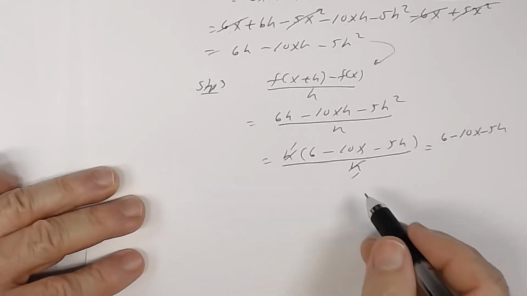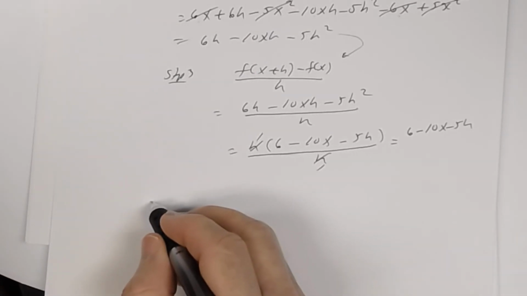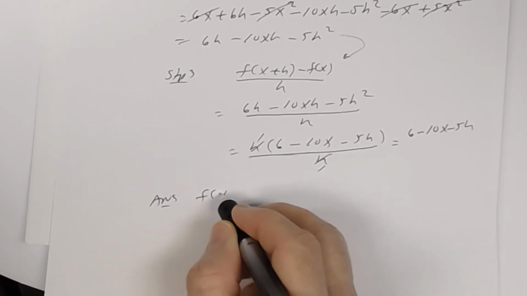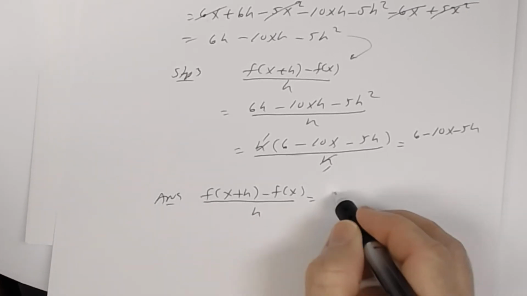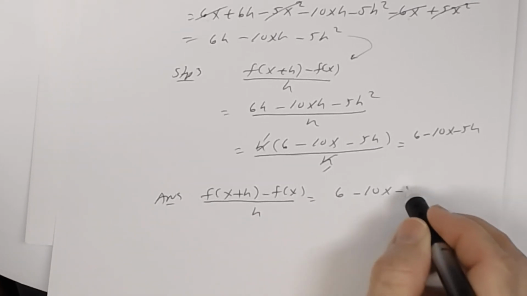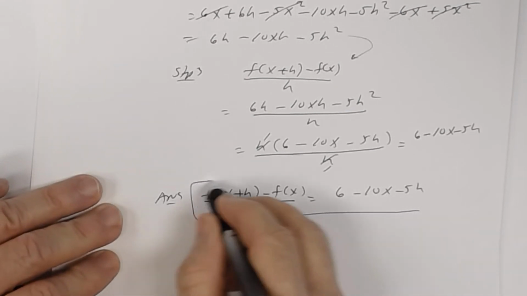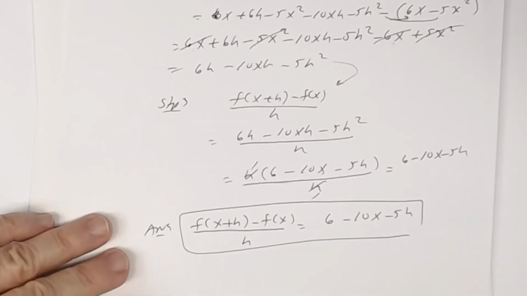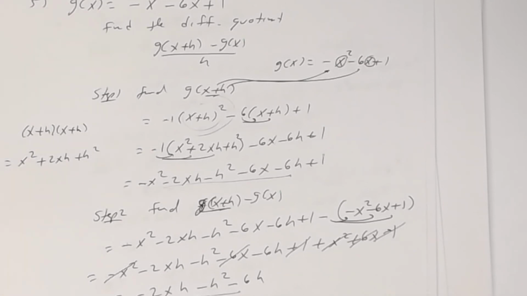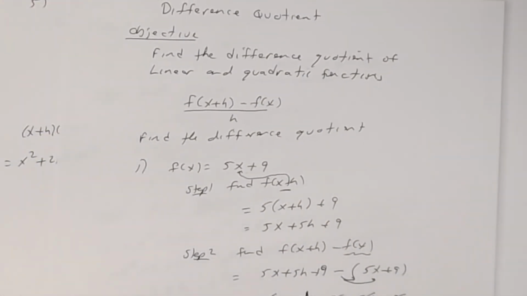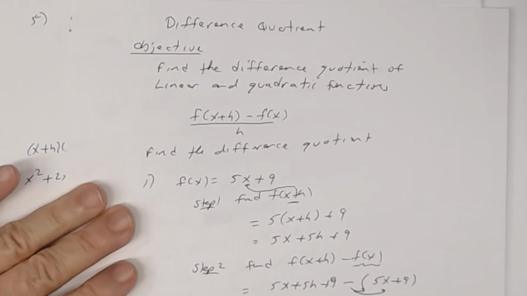And so your difference quotient, so the answer, f of x plus h minus f of x divided by h equals 6 minus 10x minus 5h. Okay, and so that's it. That's all you do. And that should be enough for you to be able to do these very easily. And so that is the lesson on just working problems, linear and quadratic problems on the difference quotient. So that'll be the end of this lesson.